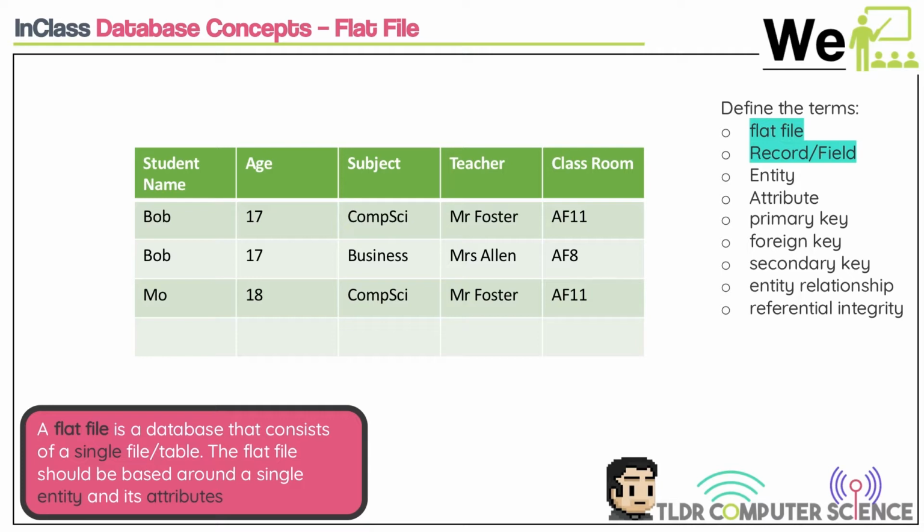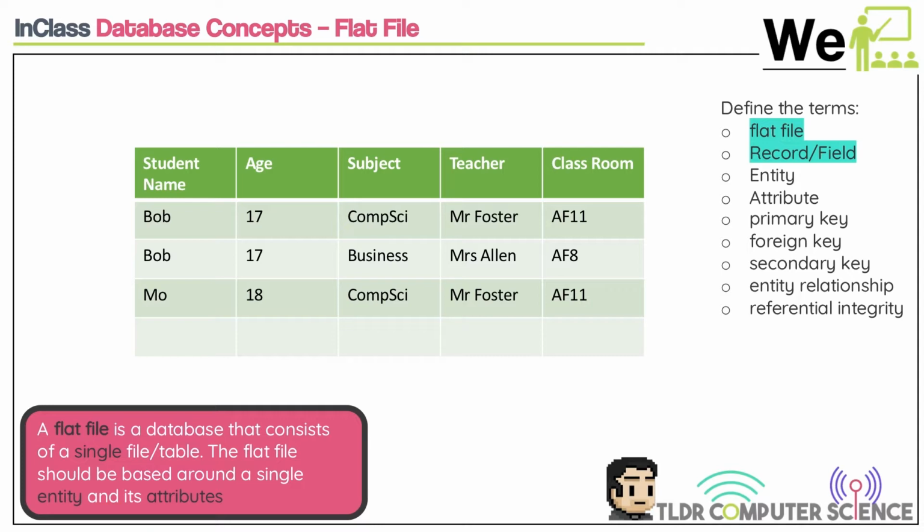And that's our first terminology we're going to learn here. So you see, we've got a list of different terminology we need to learn. And the first one is the idea of a flat file. Well, what is a flat file? Well, a flat file is a database that consists of a single file or table. So this is a flat file database. The flat file should be based around a single entity and its attributes.